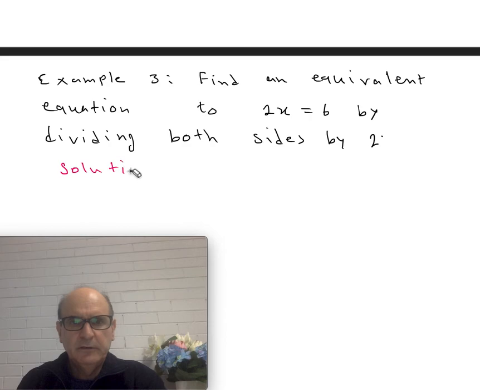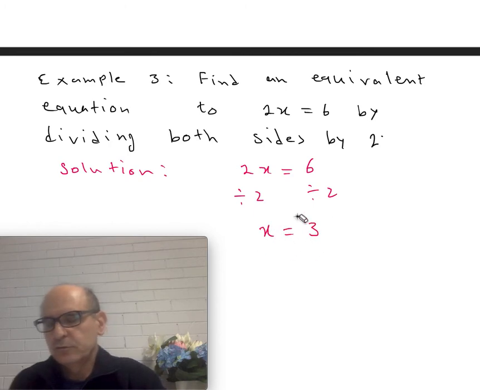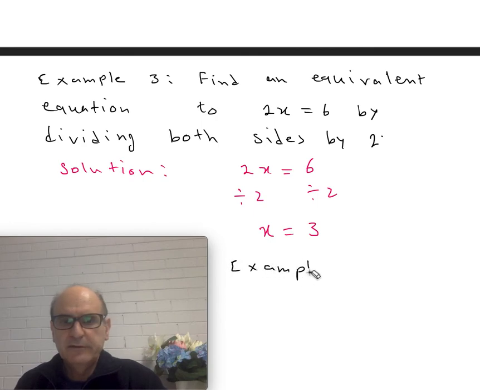So again, we write the original equation and divide both sides by 2. If you divide 2x by 2, the 2 will go away and you get x equals 6 divided by 2, which is 3. And this happens to be the solution to this equation because we ended up with x. It could have been in another form. I can give you another example where you don't get to the answer yet.